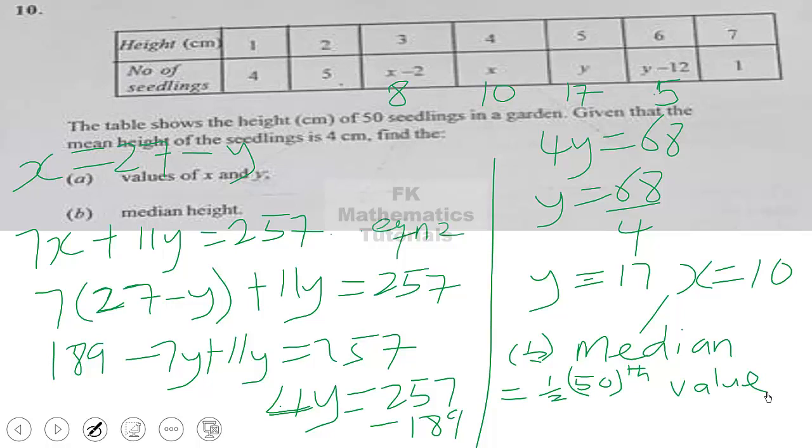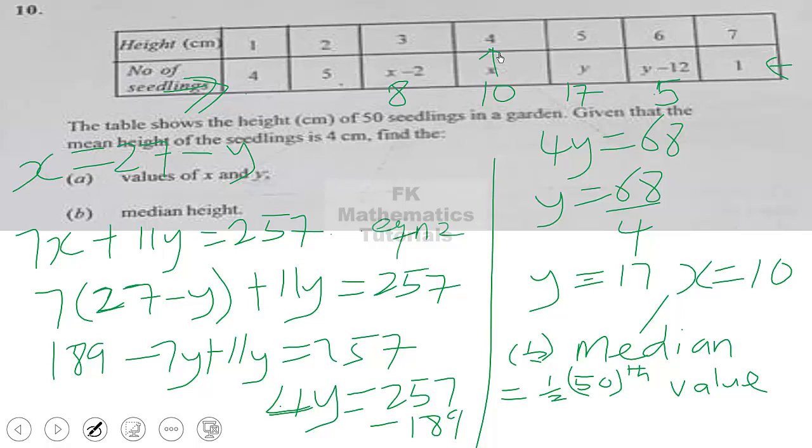So 25th occurrence. So we can start adding either from the left or from the right. So I'm going to start adding from this side. So 4 plus 5 is 9. 9 plus 8 is 17. 17 plus 10 is 27. So the median mark is pointing to the 4.